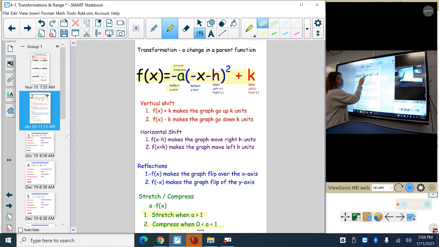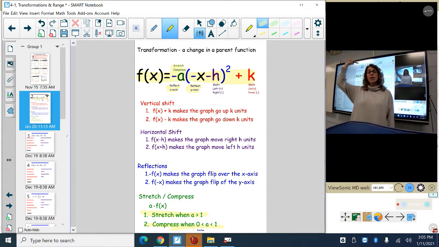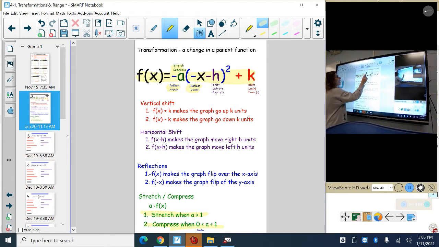Then, if the negative is on the inside of the parenthesis with the x, it's reflected over the y-axis. So anything that is over here now goes over to the right, so x is replaced with negative x, okay? And then this h moves it back and forth left and right, and then the k moves it up and down, okay? So if the negative is on the inside, it's reflected over the y. If the negative is on the outside, it's reflected over the x.